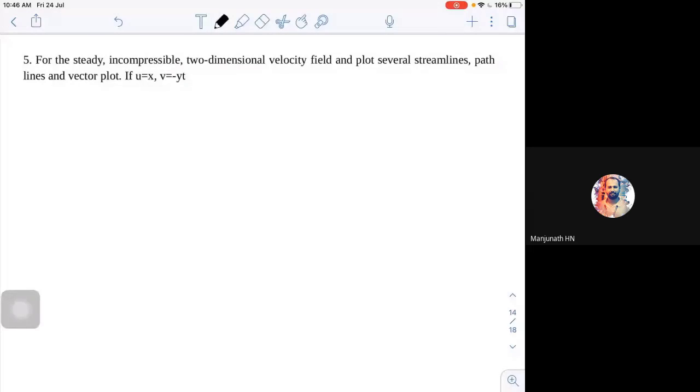So I have the velocity field, where u is equal to x and v is equal to minus y t. So t is a variable here. Now, for this condition, what are the things I need to draw? I need to draw the streamline, the path line, and then the streak line. So let us draw these three particular things.